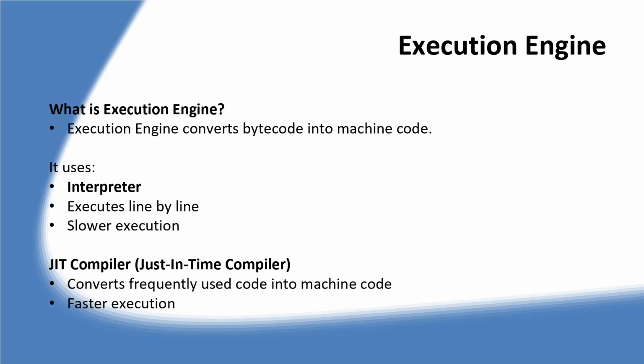Another approach is the just-in-time compiler. We call it the JIT compiler. It identifies frequently executed code and converts it into machine code. The advantage is faster execution and improved performance. Modern JVMs mainly use both interpreter and JIT compiler together.